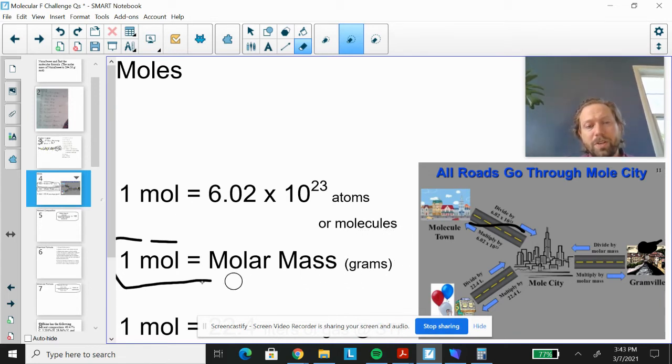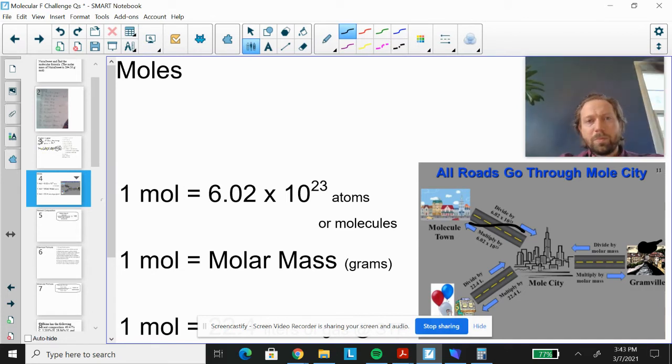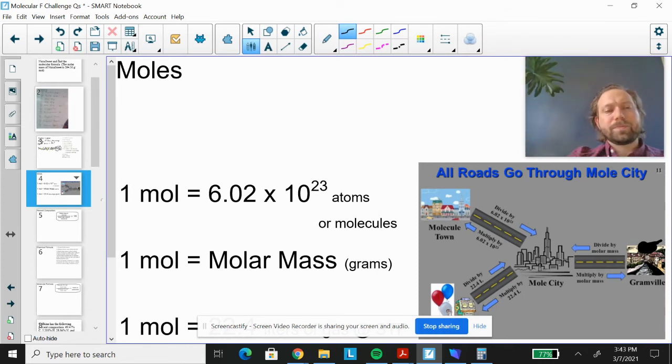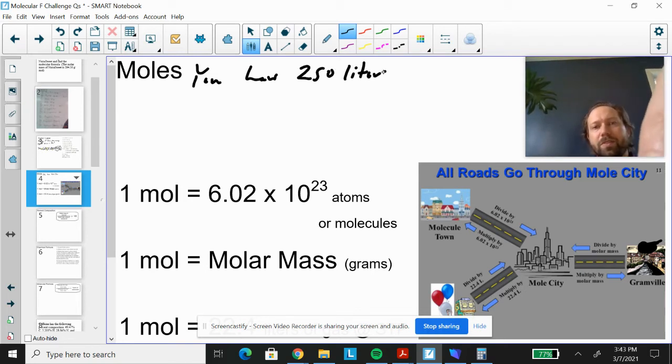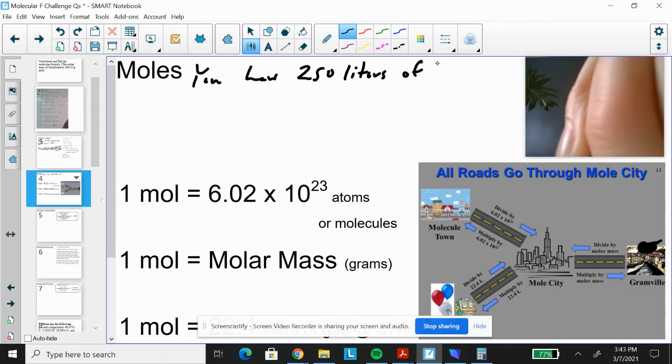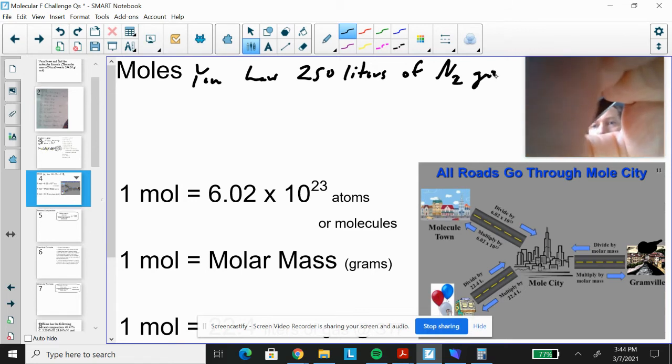So let's use one example here and run through an example with that. All right, so let's say that you have 250 liters of N2 gas.